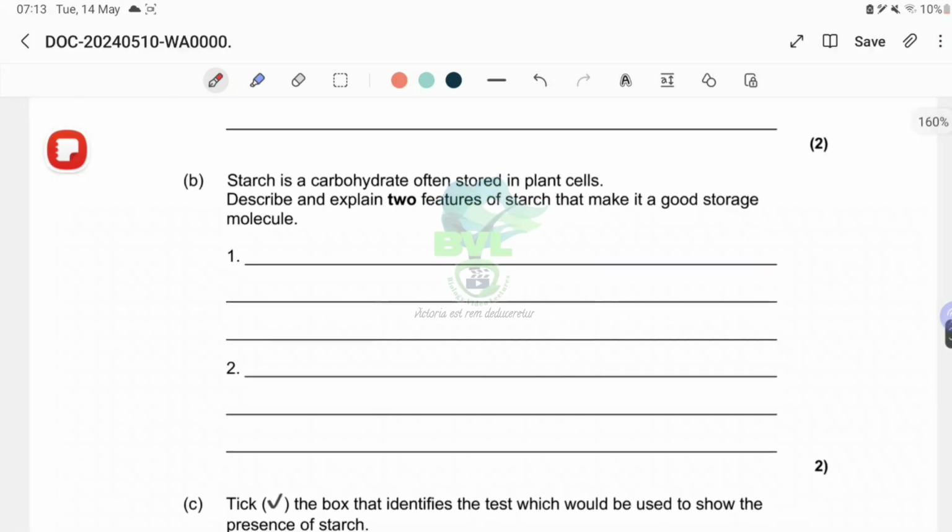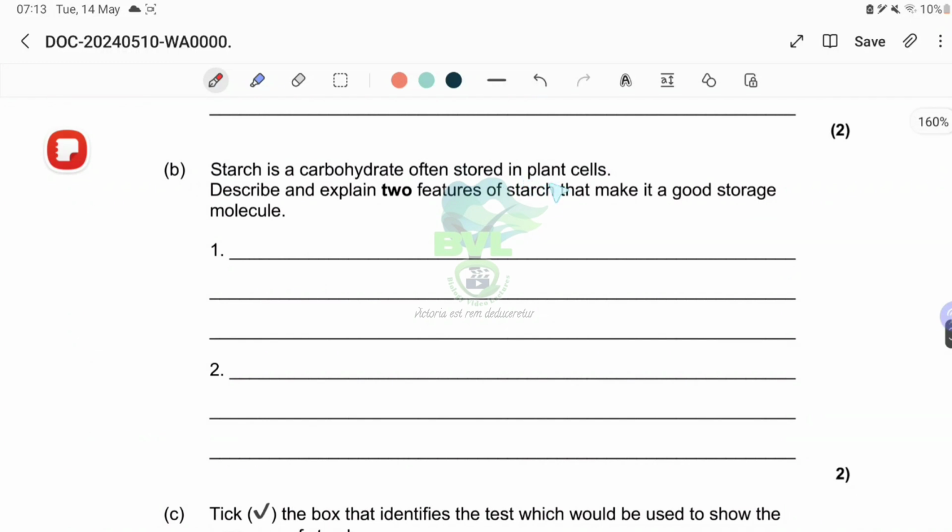The next question says, starch is a carbohydrate stored in plant cells. Describe and explain 2 features of starch that make it a good storage molecule. That's a nice one. This is not just for you to describe, but to explain why starch is a good storage molecule in plants. That's what this wants you to do.